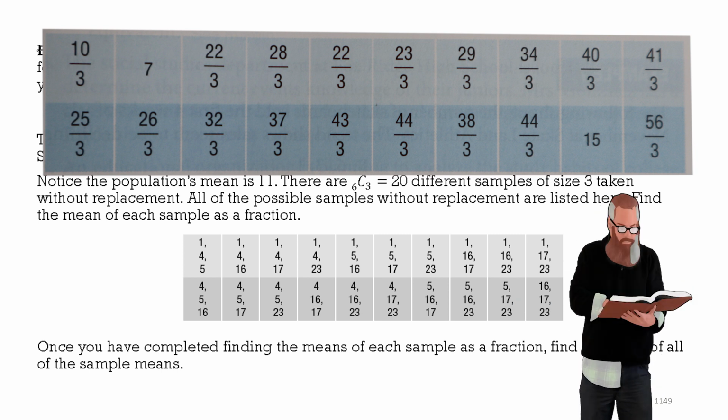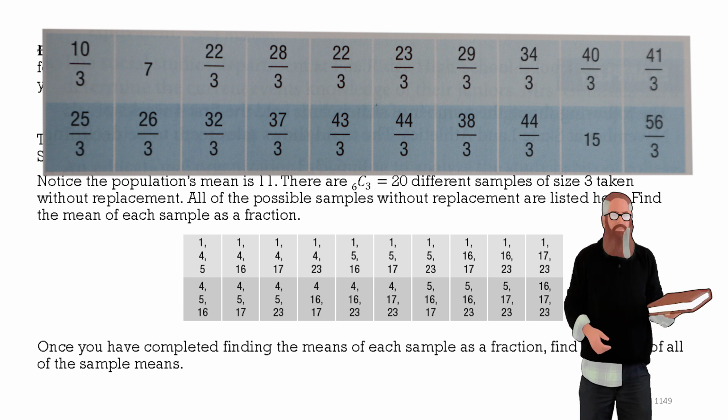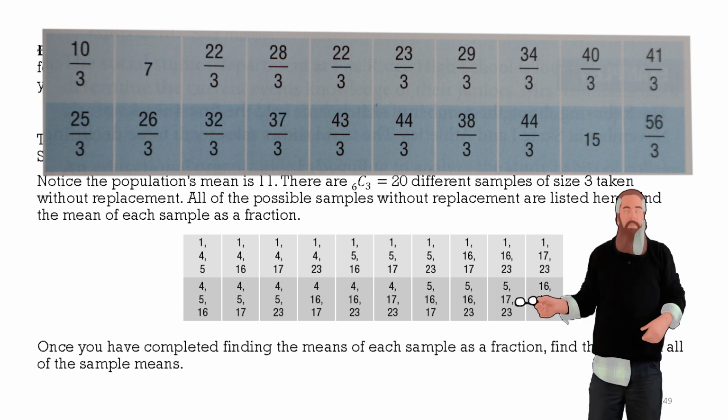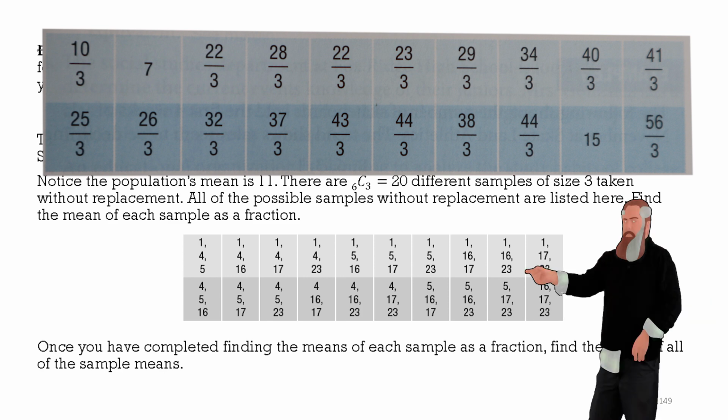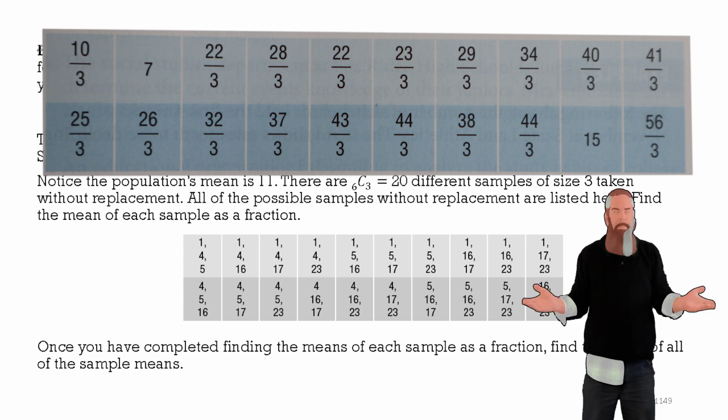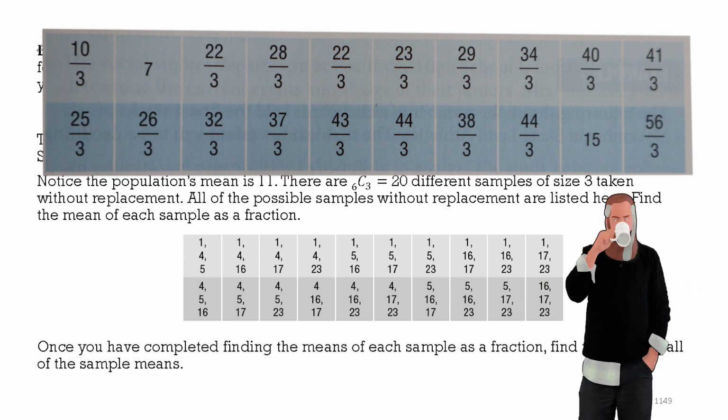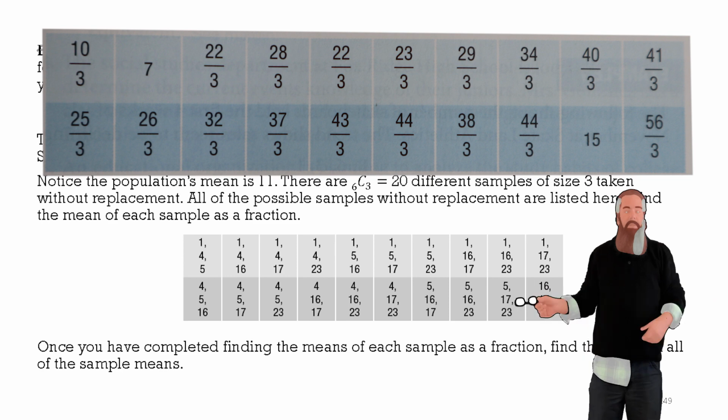The mean of the 20 sample means is also 11, the same as the population mean. For this reason, the sample mean is called an unbiased estimator of the population mean, when the mean of statistics taken from all possible samples is equal to the actual population mean. Note that this also occurs in the example when the samples are taken without replacement.